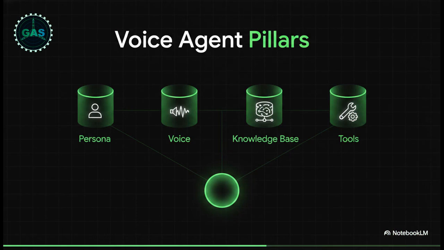There are 4 main pillars to making this work. First, the persona, which is your system prompt setting the behavior. Second, the voice itself, which can even be a custom clone of your own voice. Third, the knowledge base, like feeding it hundreds of YouTube transcripts. And fourth, the tools it can call. And the best part? Instead of clicking through dashboards manually, an AI coding assistant can configure all 4 of these pillars automatically for you over an API.